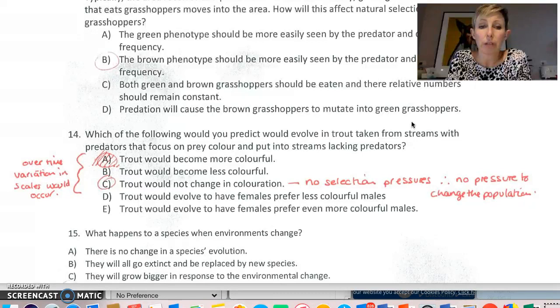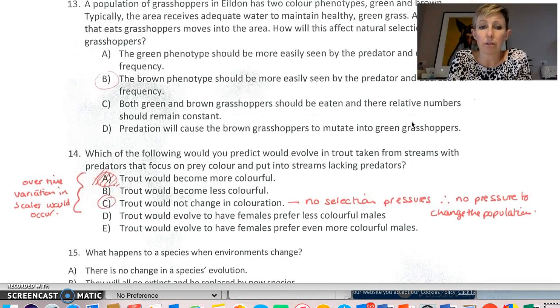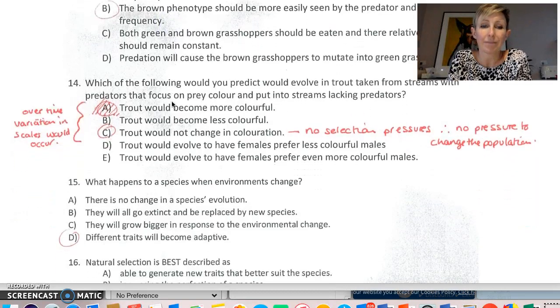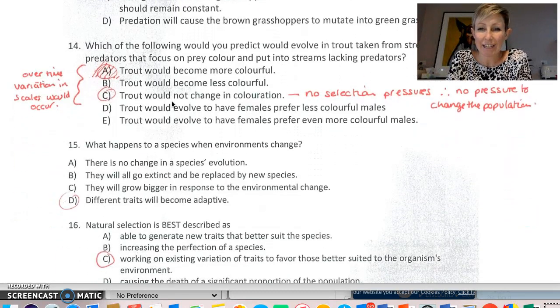In all likelihood, we're assuming the bird is a visual predator. It will consume the grasshoppers that are more obvious and less well camouflaged to their environment, so the brown phenotype should be more easily seen by the predator and therefore decrease in frequency. 14. This is an interesting question.